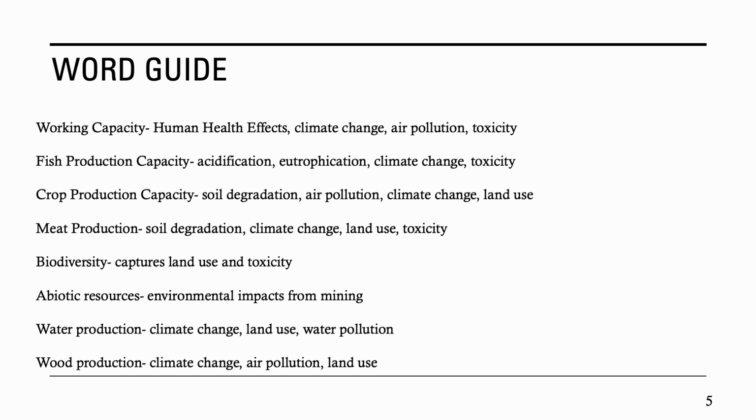Working capacity means human health effects, climate change, air pollution, and toxicity. Fish production capacity means acidification, eutrophication, climate change, and toxicity. Crop production capacity, soil, means soil degradation, air pollution, climate change, and land use. Meat production means soil degradation, climate change, land use.